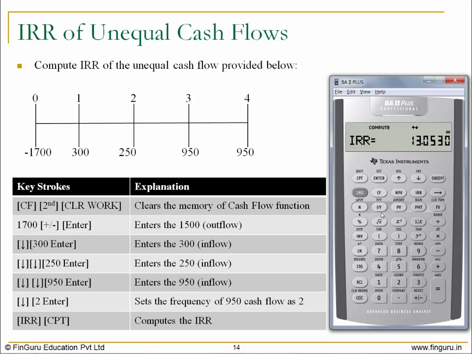So once you've entered the cash flows and then press IRR and compute, the IRR gets computed as 13.05% automatically for you. So all that you need to do is plug in the cash flows as we just did in the previous slide, press IRR and compute, and you're done.